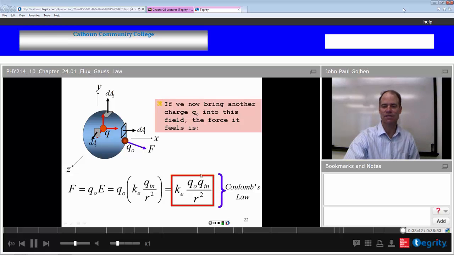I'm going to stop this first lecture there. Our second lecture in this chapter is going to be about all these other examples of Gauss's law that we can use it for, some great examples.